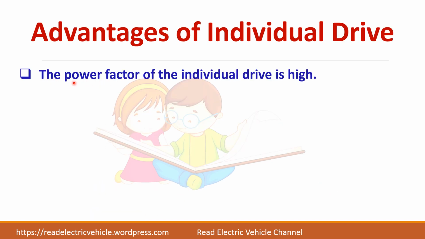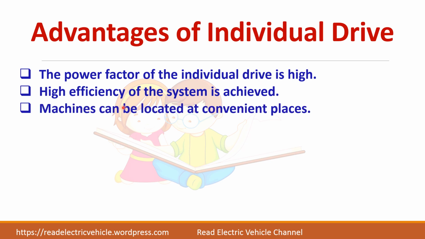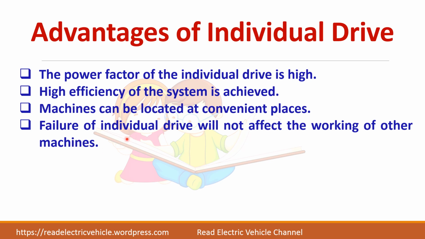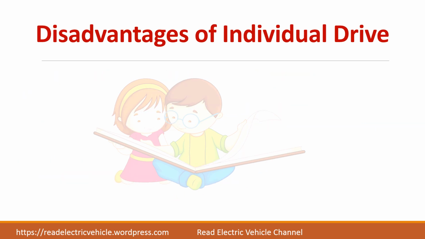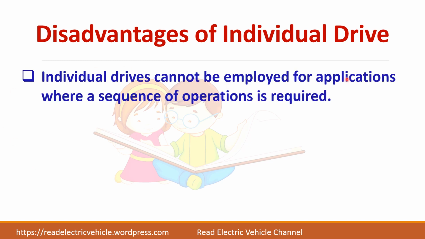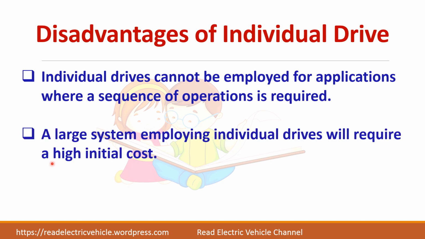If you see the advantages, the power factor will be high, efficiency will be high, the machines can be located at any place, and failure of one machine will not affect the other process, and the maintenance of line shaft, bearing, pulley is not needed here because your system losses will get reduced. Okay, one machine for one motor. The disadvantages of individual drive are that it cannot be employed for applications where sequence of operation is required. Next thing, it requires high initial cost because you need a different motor for each machine.